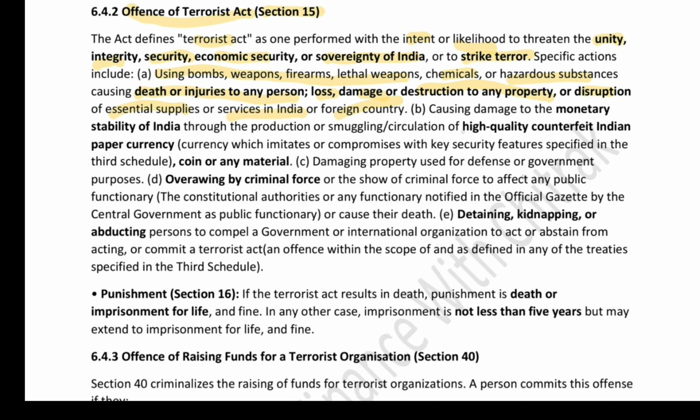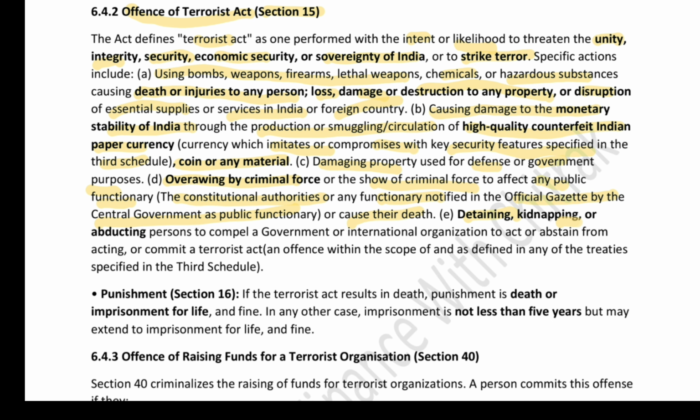Then it is described as causing damage to the monetary stability of India through the production, smuggling or circulation of high quality counterfeit Indian paper currency. This is currency which imitates or compromises key security features specified in the third schedule, or where any coin or material is also smuggled or circulated. Next, damaging property used for defense or government purposes. Then overawing by criminal force or the show of criminal force to affect any public functionary, that is the constitutional authorities or any functionary notified in the official gazette by the central government as a public functionary, or causing their death.